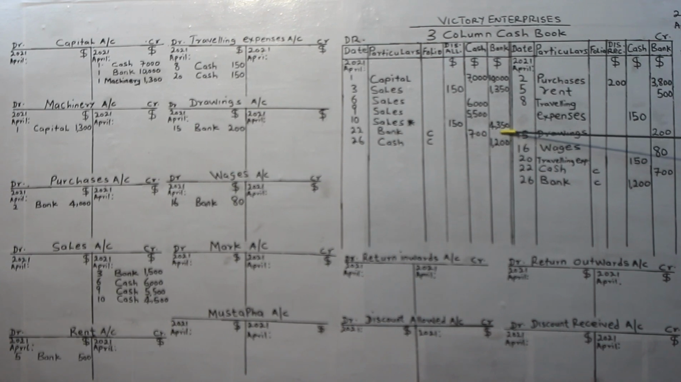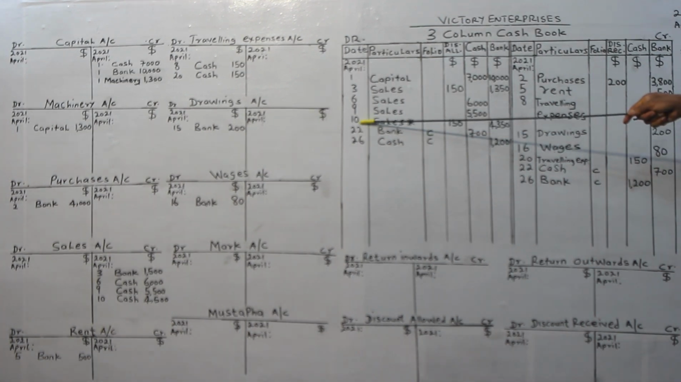You should remember that this amount, 4,350, represents cash sales paid into the bank. Every cash sales is supposed to come under the cash column because the money was received in the cash office. But in this instance, the sales was made for cash, but the cash was paid into the bank. So we debited the bank column with 4,350, and the discount aspect of it was taken to the discounts allowed column.